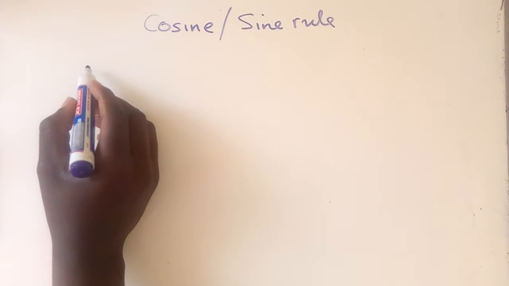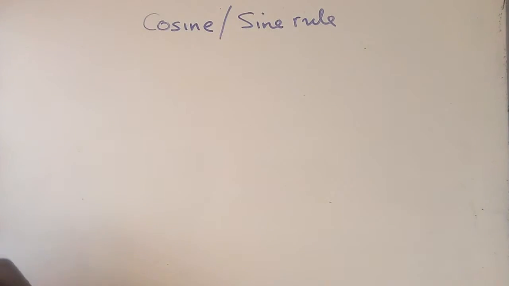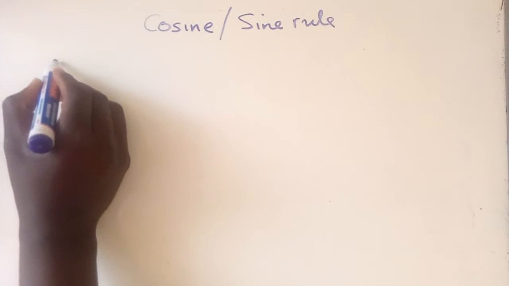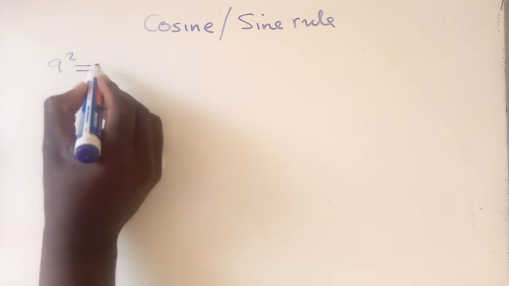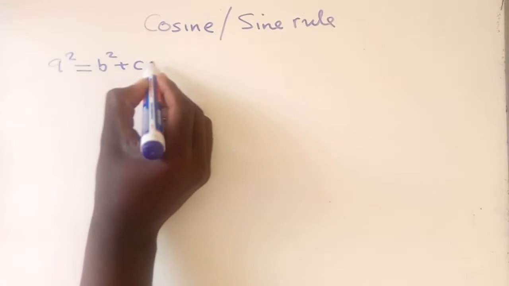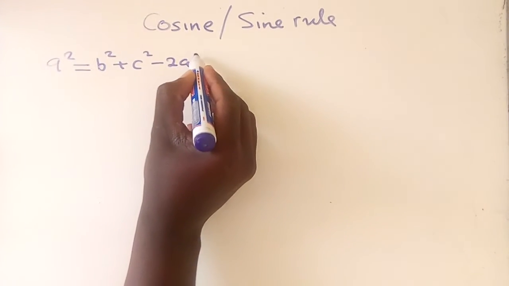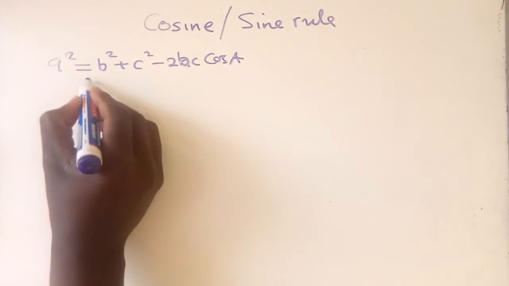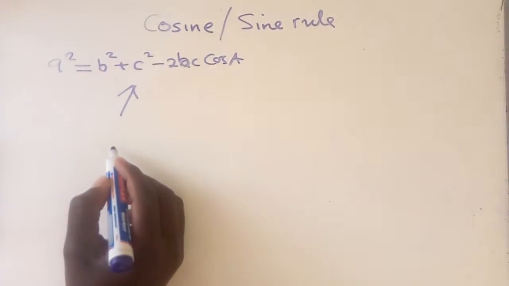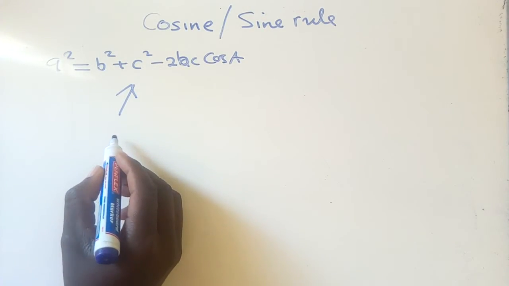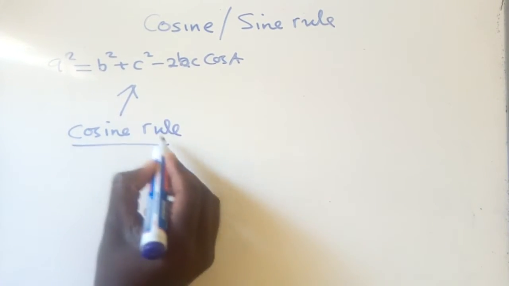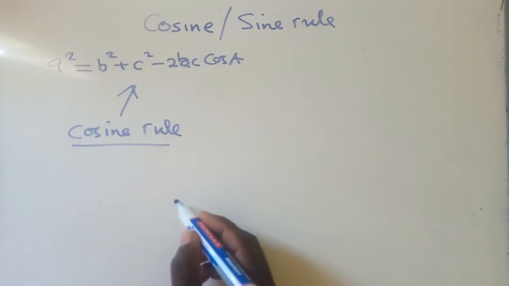Cosine is used when finding the length of a non-right-angled triangle. The formula for the cosine rule looks like this: a squared is equal to b squared plus c squared minus 2bc cos A. You just have to know that this is the cosine rule. Let me write it over here.